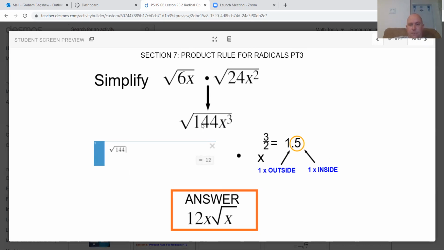So 6 times 24 is 144. 1 add 2 is 3. Square root of 144 is 12. And then 3 divided by 2 is 1.5. So I have x to the 1. And then the 0.5 reminds me to leave an x on the inside.